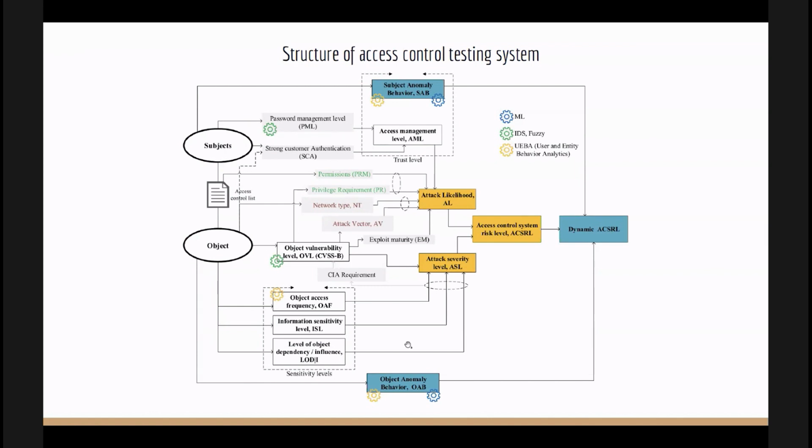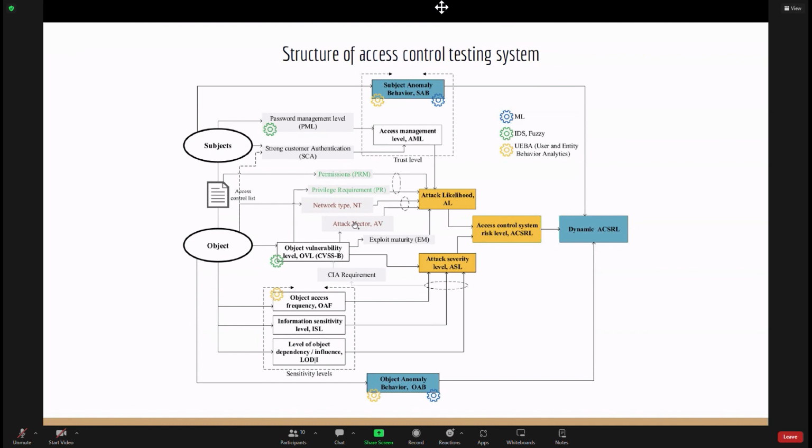We also describe the interaction between the object and the subject using factors such as level of access and privileges, the type of network, the potentiality of possible attack vectors, and exploit maturity, and so on.